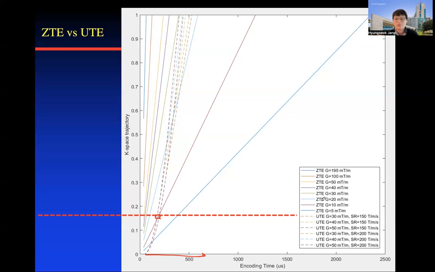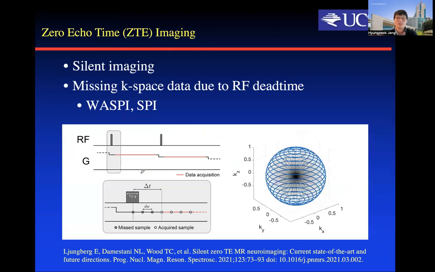So you want to use the correct, appropriate technique for your desired application. Because if you want to image something that has a very short T2, then CT may be beneficial. Otherwise, UTE may be more efficient. So there are two different techniques, with different advantages and disadvantages.